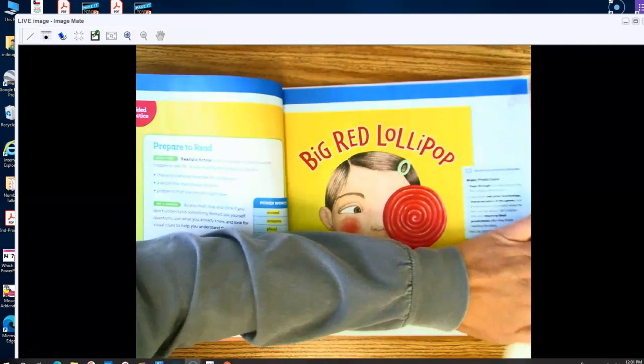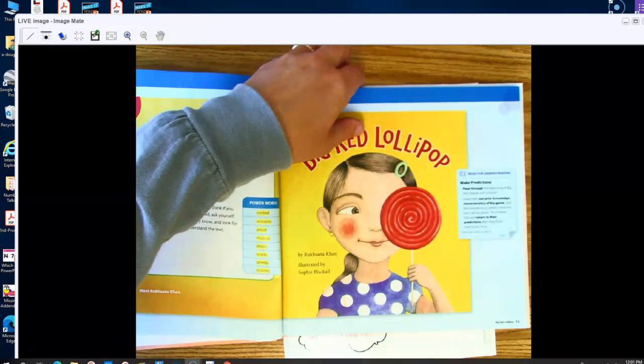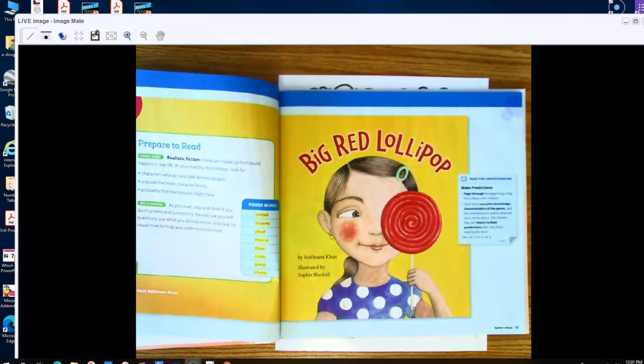So we're going to talk about this as we read Big Red Lollipop. So, looking at this picture, do you have any questions you might have about this story? What's a question you might have, Corbin? Maybe she might have a red lollipop. Put that in a question. Where did she get the red lollipop? Where did she get that red lollipop? I knew someone was going to ask that.